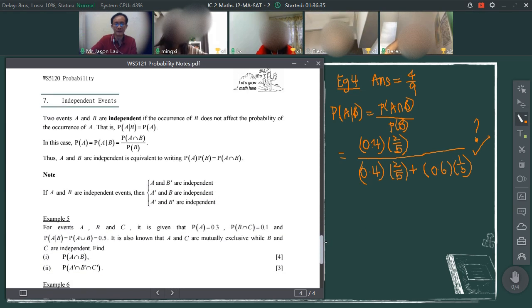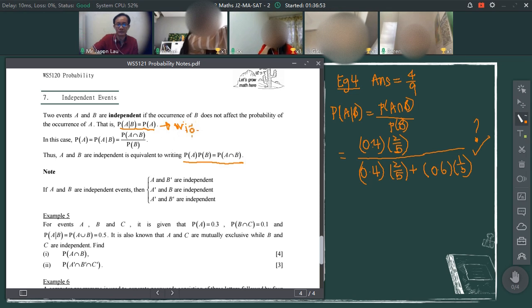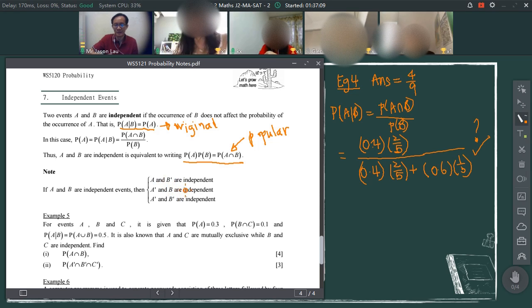Independent events. Events are independent if B occurring does not affect the occurrence of A. So in conditional probability, we write it this way: P of A given B is P of A. Then this is the famous formula. This is the original one, but this one becomes popular because it's easy to remember. So when A and B are independent, A and the complement of B, the complement of A and B, and so on, they are all independent of each other.